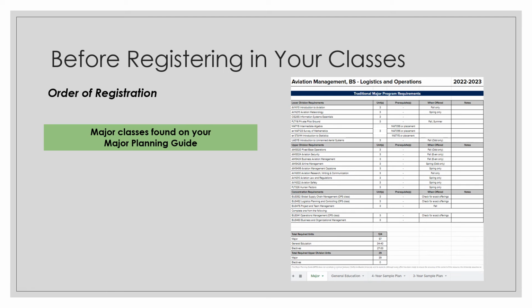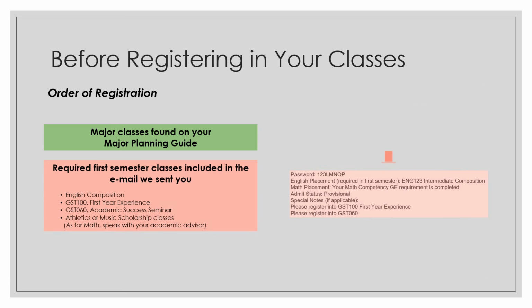Next, we strongly recommend you register in a certain order. Start by registering in major classes found on your major planning guide. We suggest you start here as there are typically fewer major sections than general education sections. Then, we suggest you register in required first semester classes found in the email we sent you. Please note that some majors require math in the first semester, whereas others do not. Review your major planning guide or meet with your student success coach to determine whether math is recommended in your first semester.